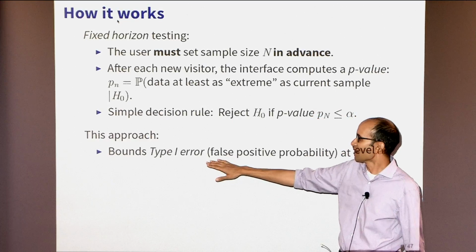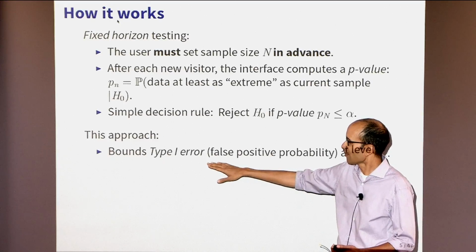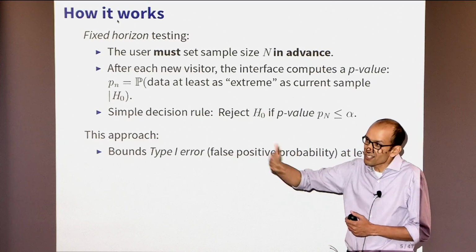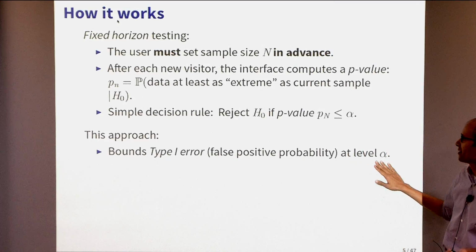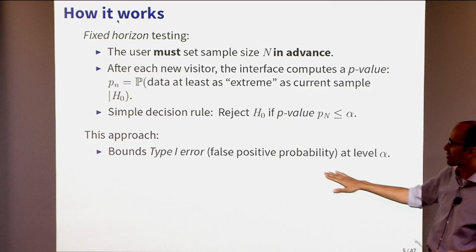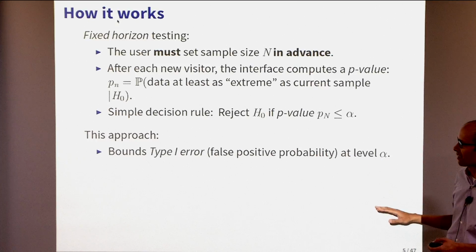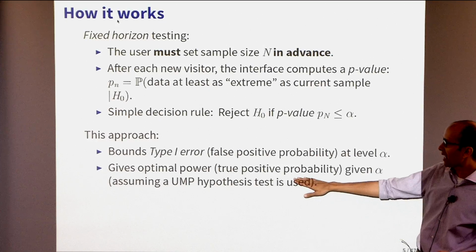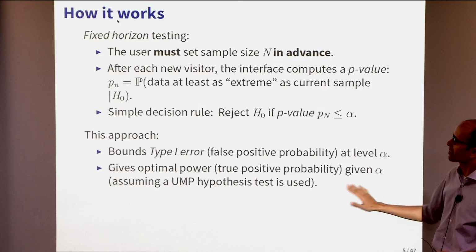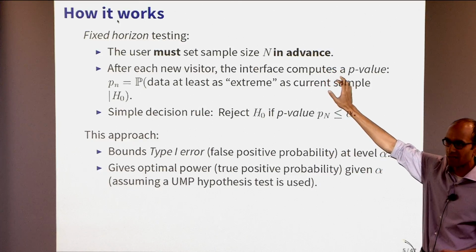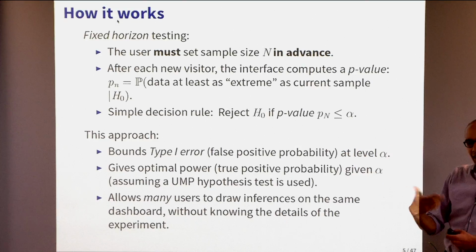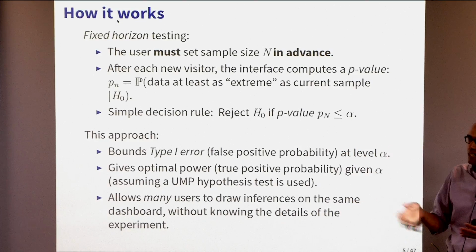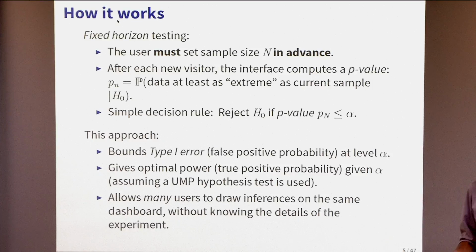And if you dig into that a bit, one of the nice things about that decision rule is that when it is used correctly, you actually get some very strong results. Type 1 error is bounded at level alpha, which means that the probability of a false positive is bounded at level alpha. It gives optimal power, so a true positive probability given alpha, assuming a reasonable hypothesis test was used to generate the p-value. And these two things are given to you essentially for free as a user, without really having to know anything about the internals of the experiment or the analysis methodology. All that was really needed was that p-value.